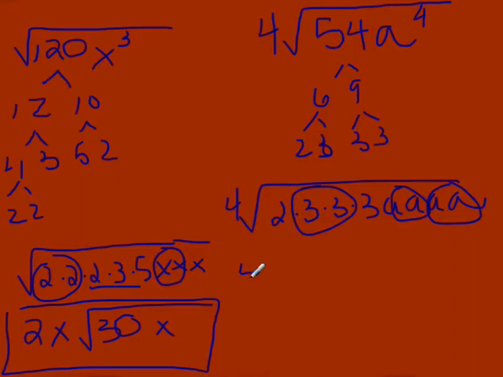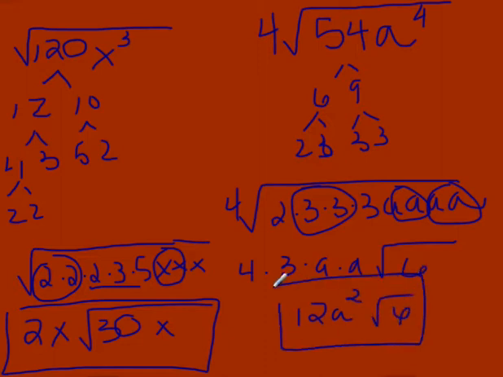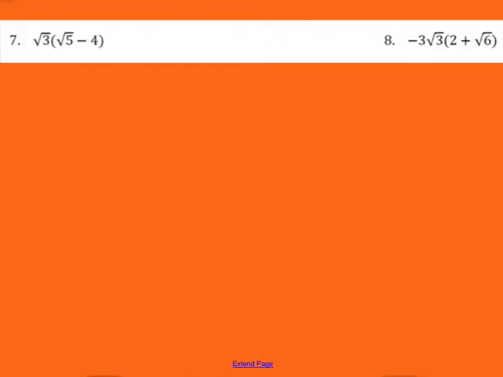So on the outside, I'm going to have 4 times 3 times a, and left underneath my radical is 2 times 3, which is 6. So 4 times 3 is 12. A times a is going to be a squared, and then we're left with the square root of 6. So we get 12a squared square root of 6.